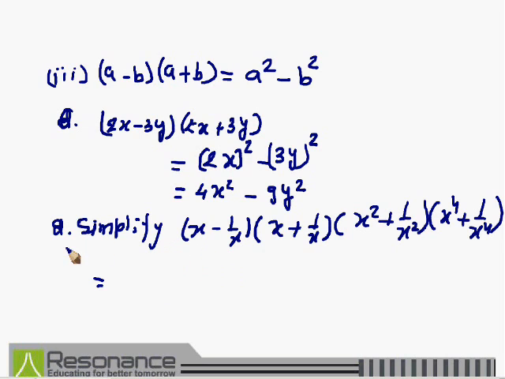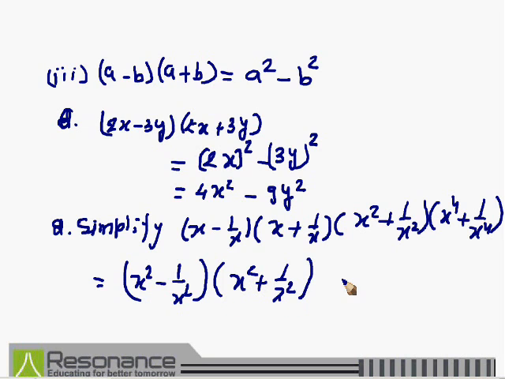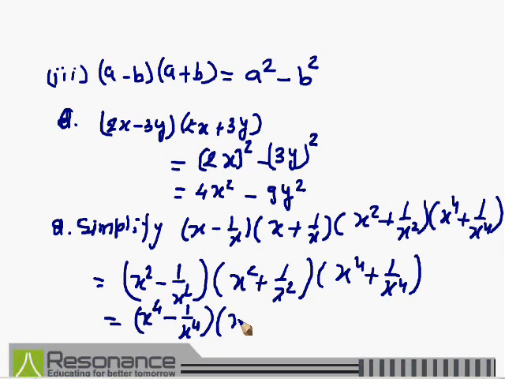Now here we apply identity (a minus b) multiplied by (a plus b) equal to a square minus b square. Value of a is x and value of b is 1 upon x. Then here we write (x square minus 1 upon x square) multiplied by (x square plus 1 upon x square) and (x power 4 plus 1 upon x power 4) as it is. Now again here we apply the identity in first two factors, (x power 4 minus 1 upon x power 4) multiplied by (x power 4 plus 1 upon x power 4), and resulting value should be equal to x power 8 minus 1 upon x power 8.